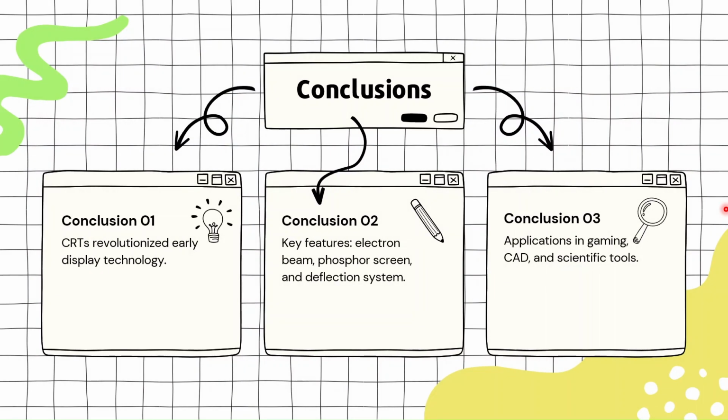In conclusion, the cathode ray tube was a revolutionary technology that played a crucial role in the evolution of computer graphics. It introduced dynamic displays to the world, which paved the way for the advanced screens we use today.